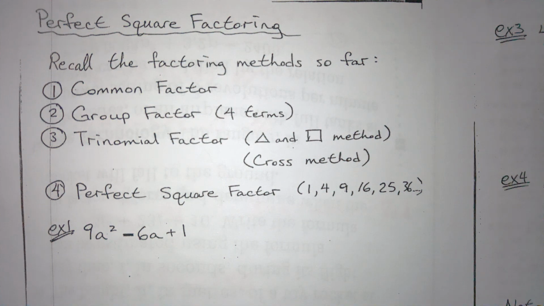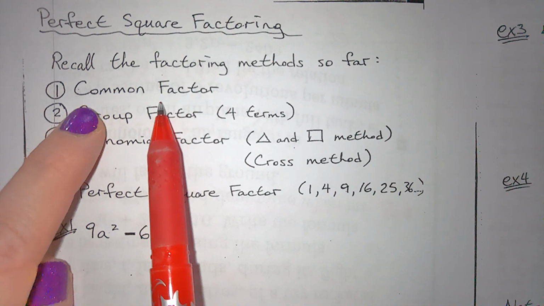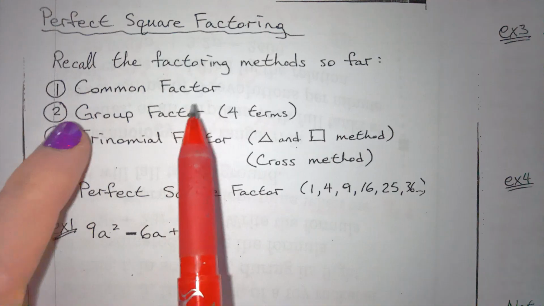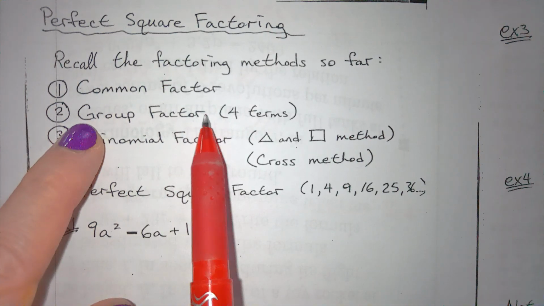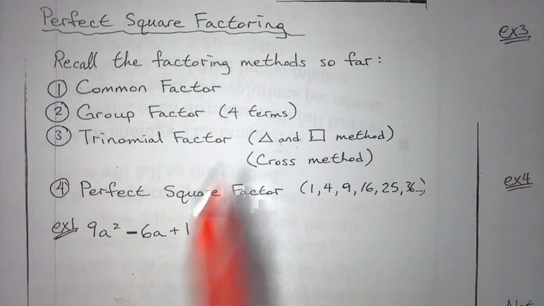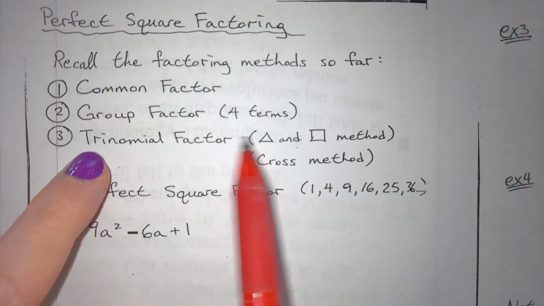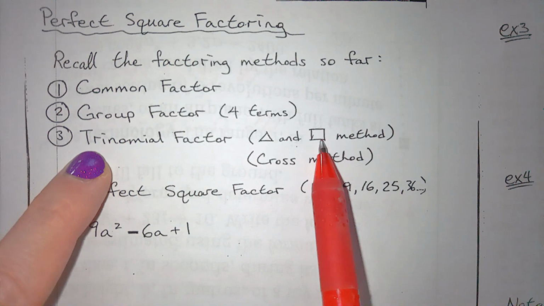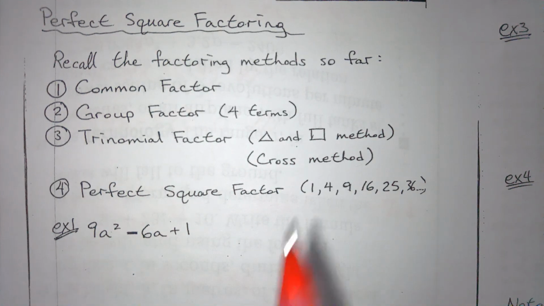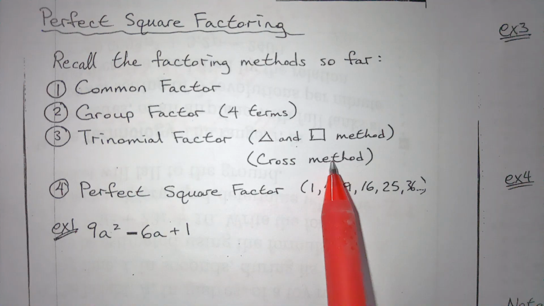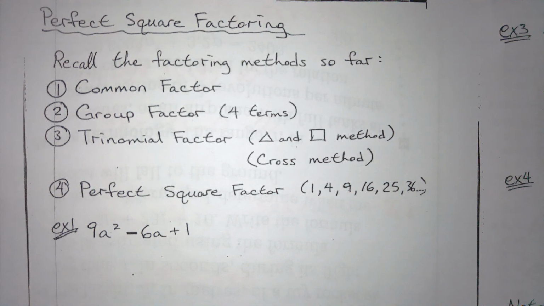So, last type, factoring. Today we're going to talk about perfect square factoring. Recall, what was the first method we learned on Tuesday? Common factor. What was the second type that we also learned on Tuesday? Group factoring when there's four terms. Wednesday we did the triangle and square method for trinomial factoring, and then yesterday we did the cross multiply method for trinomial factoring.